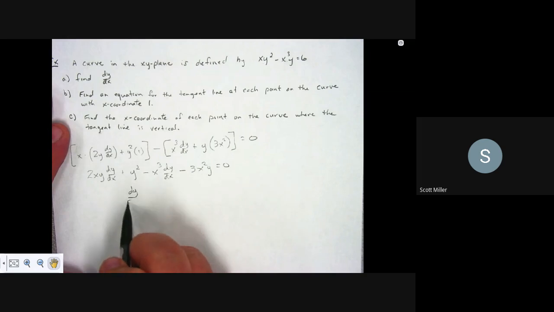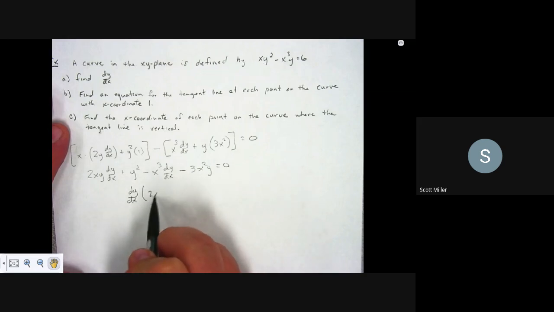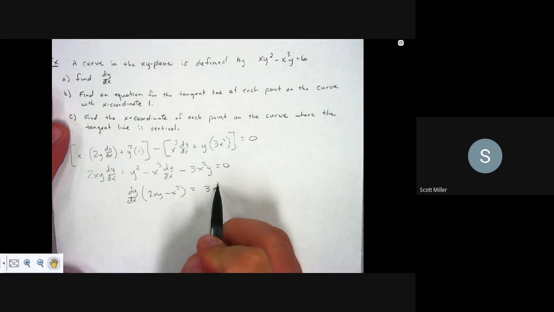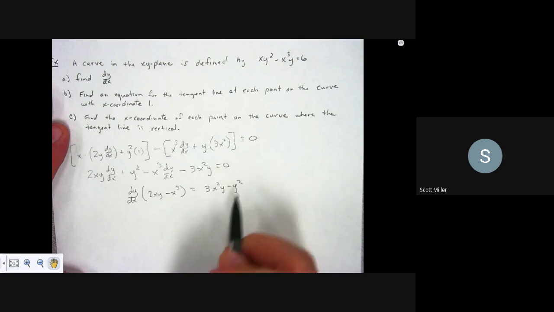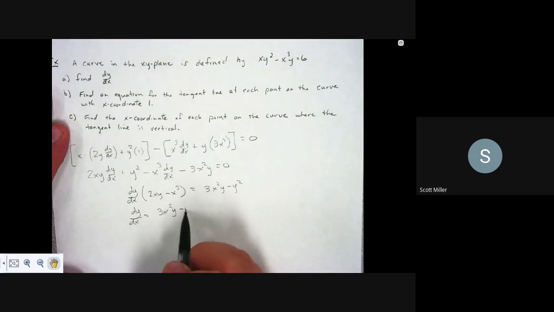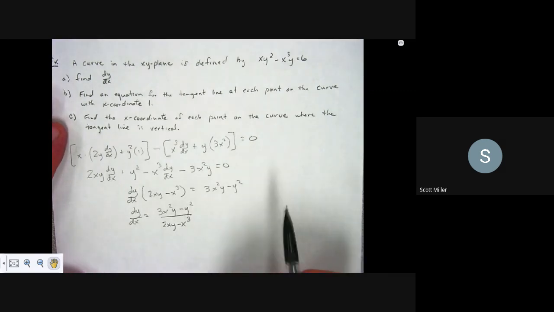So dy dx times 2xy minus x to the third equals 3x squared y minus y squared. And so now we have our final answer. dy dx equals 3x squared y minus y squared over 2xy minus x to the third. Okay, so that is dy dx.